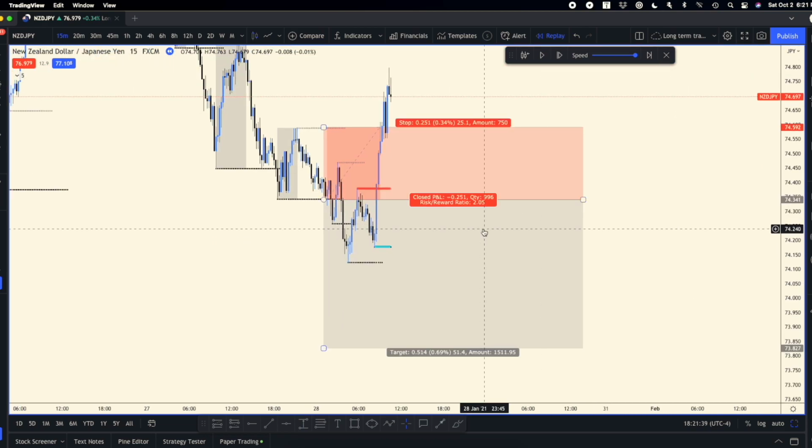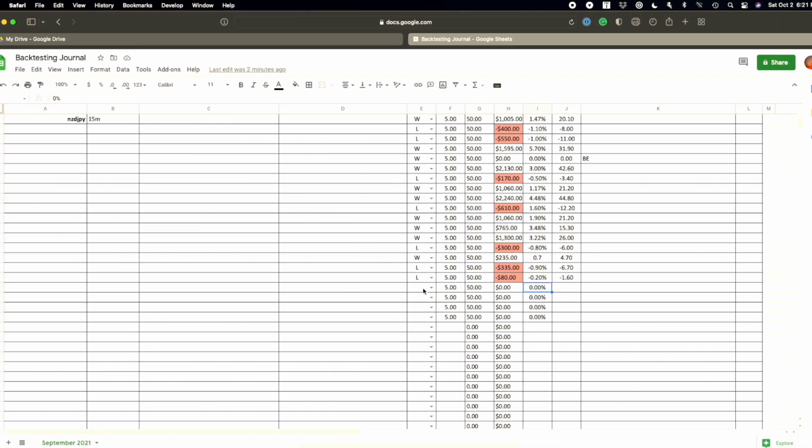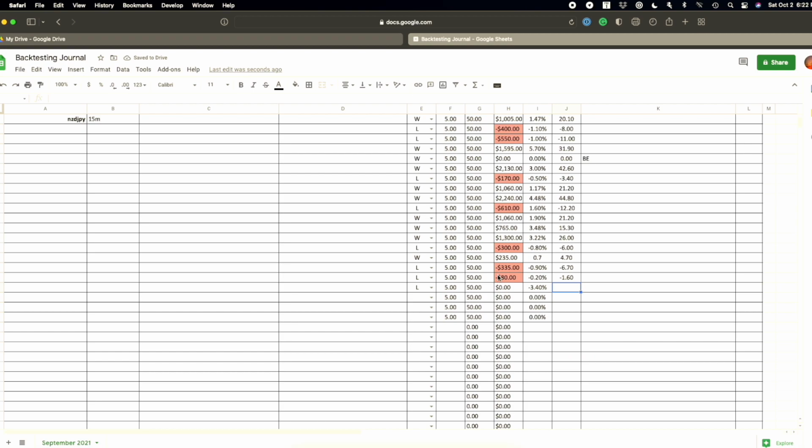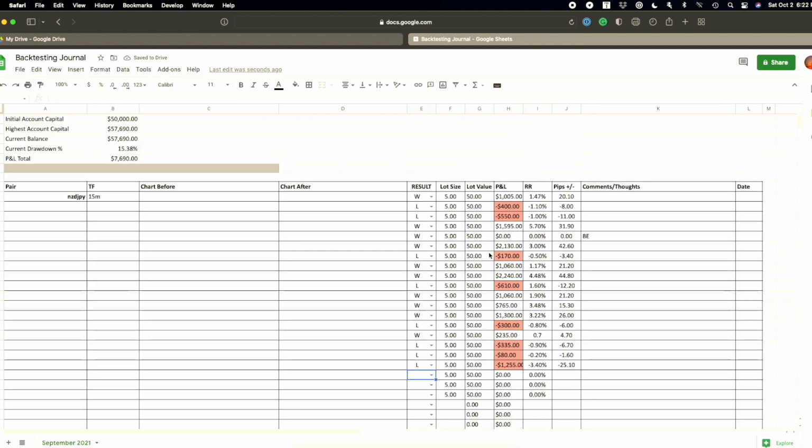So minus 25. Lost 3.4% of the account on this one. And then minus what? It's 25.1. Yeah, that's a hit. It's a hit, homie. It's a hit.